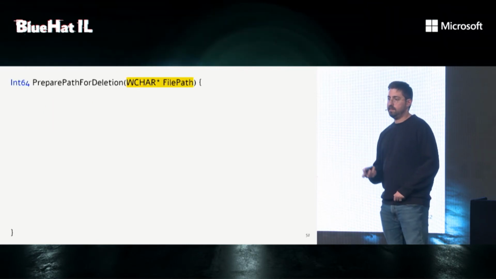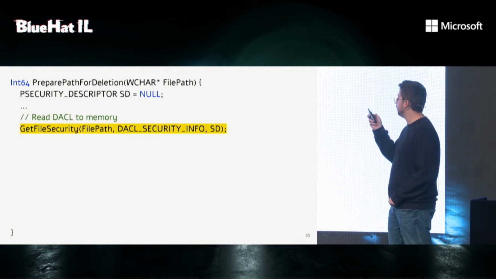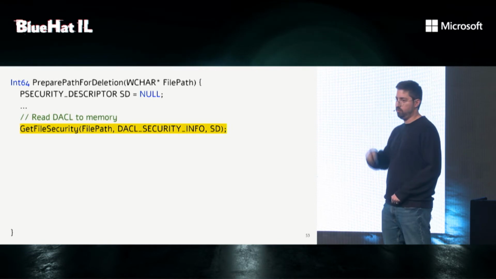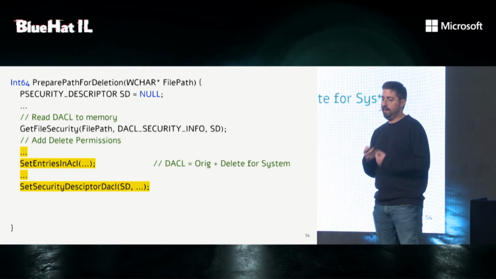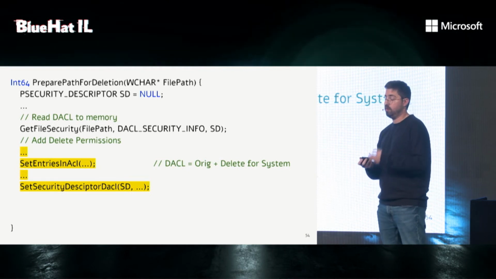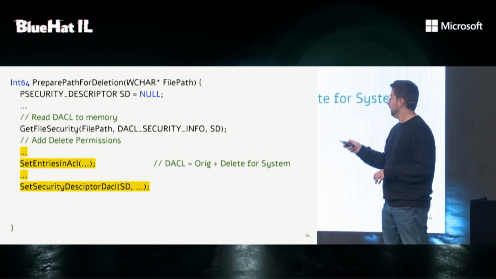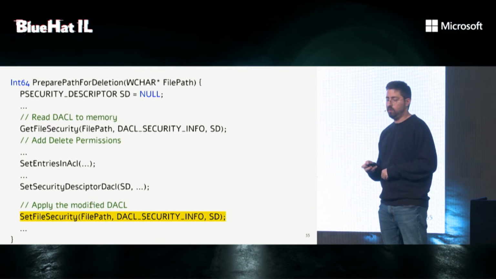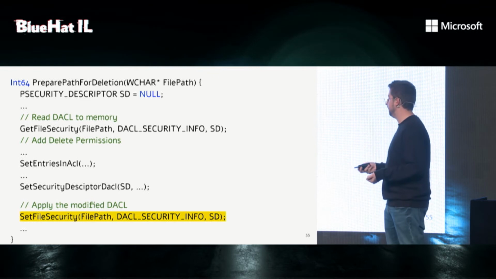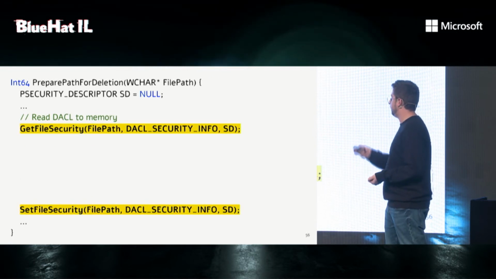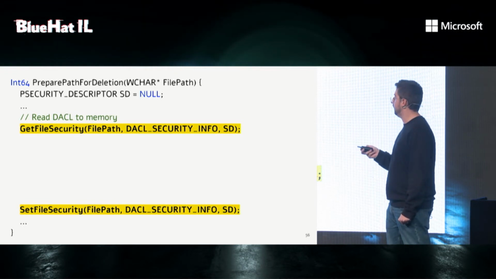It gets a single argument, which is a file path. It then calls the GetFileSecurity API to fetch the security descriptor of that file from disk into memory. It then calls many APIs to tweak that security descriptor and add delete permissions for the local system user on top of the existing security descriptor. And this is very important. And finally, it will call SetFileSecurity to apply that security descriptor back onto the file from memory. So there are a few problems here. The first one is just like the first bug I showed you. Those two APIs get a file path and not a file handle.